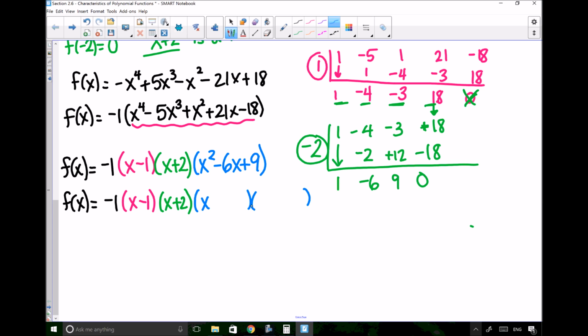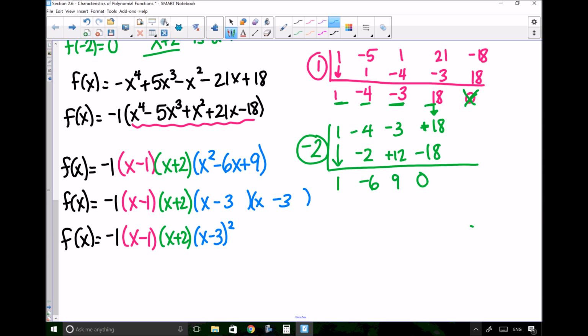Well, when I factor this, I'll use x and x. And then it needs to multiply out to give me 9, so it has to be a factor of 9, but it has to sum up to -6. So those values would only be -3. So I'm going to rewrite this one more time a little bit differently. I'm going to say it's -1 times x minus 1 times x plus 2 times x minus 3 squared.